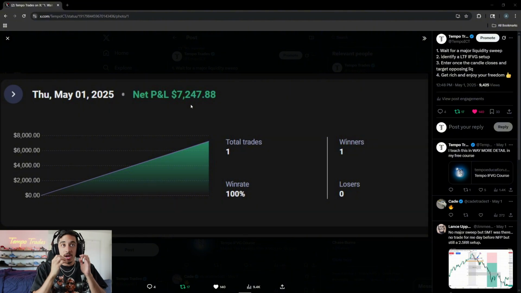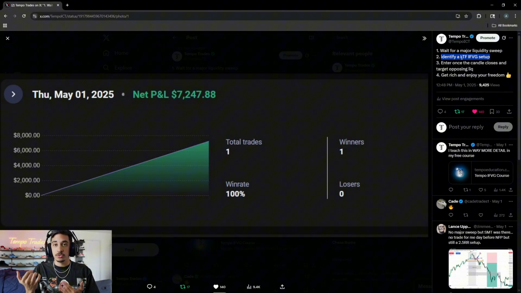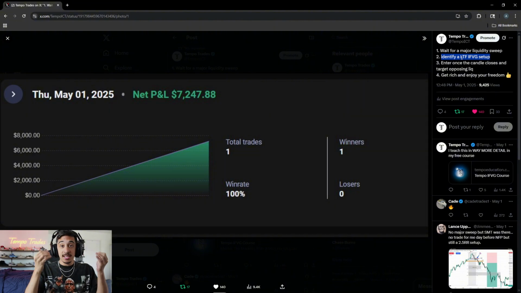Okay, we are waiting for a major liquidity sweep. You can see in the top right, we are waiting for a major liquidity sweep. We identify a low time frame IFEG setup. So once we get a sweep on the hourly or the 4-hour, we're just dropping down to the 30-second, the 1 minute, the 2 minute, and we're looking for an IFEG reversal setup. You enter and you're just targeting opposing range liquidity, and that's it. Again, you can backtest this, 70-80% win rate month after month after month.